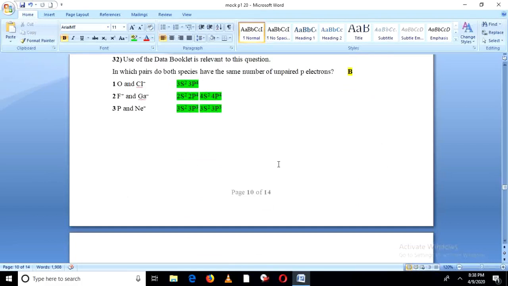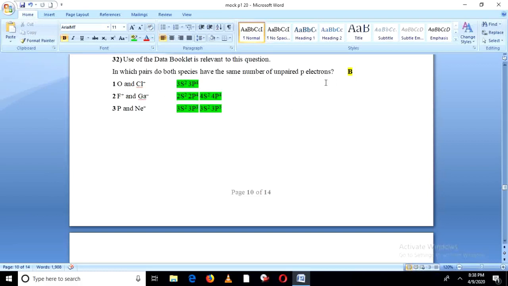For the MCQ number 32, if you are watching the video, you can read the statement. Use the data booklet. Use of the data booklet is relevant to this question. In which pair do both species have the same number of unpaired p electrons? There were 3 options, and we have to select which pair of species contains the same number of unpaired electrons. For the first part, I have given the solution in green while the answer is in yellow.